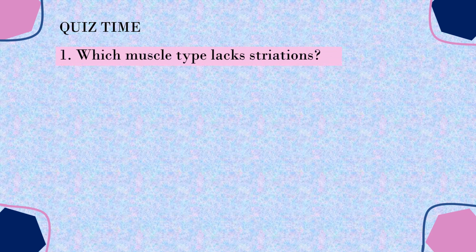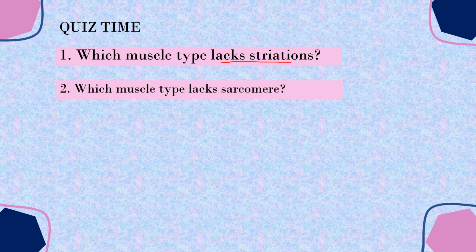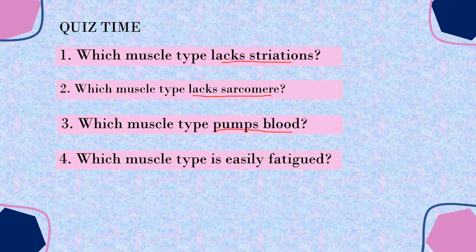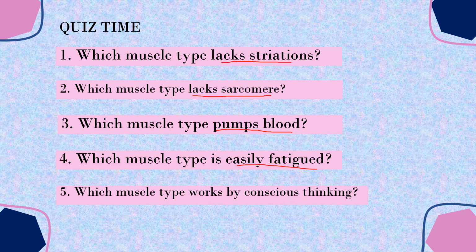My part has finished and it's your time now. Quiz time. I'll be showing the answers later so you can recheck. Let's go. First, which muscle type lacks striations? Think. Second, which muscle type lacks sarcomeres? Which muscle type pumps blood? Which muscle type is easily fatigued? And which muscle type works by conscious thinking?